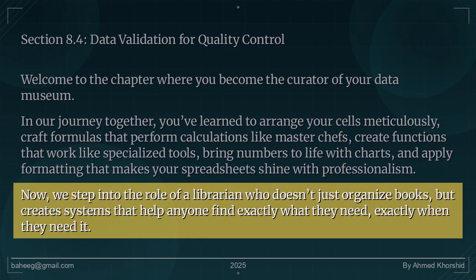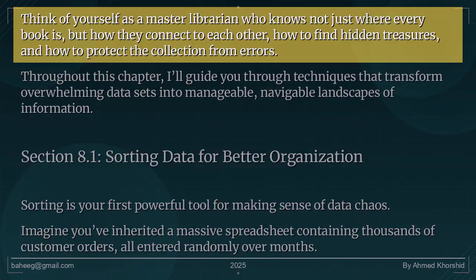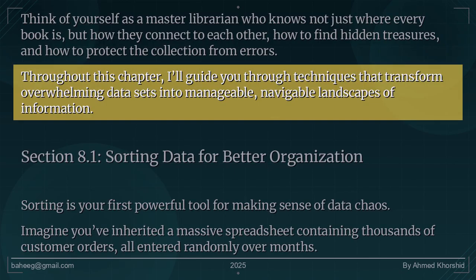Now, we step into the role of a librarian who doesn't just organize books, but creates systems that help anyone find exactly what they need, exactly when they need it. Data management is the art of bringing order to chaos without losing the story within. Think of yourself as a master librarian who knows not just where every book is, but how they connect to each other, how to find hidden treasures, and how to protect the collection from errors. Throughout this chapter, I'll guide you through techniques that transform overwhelming data sets into manageable, navigable landscapes of information.